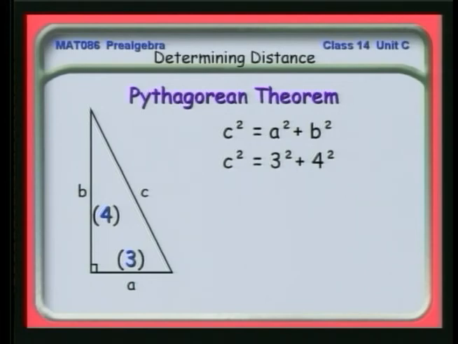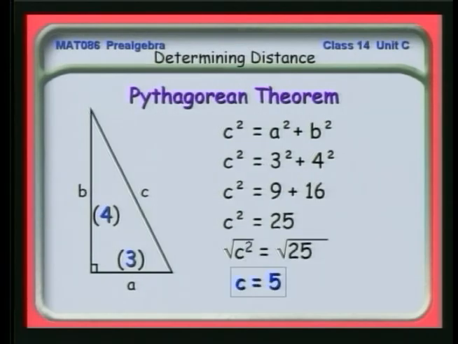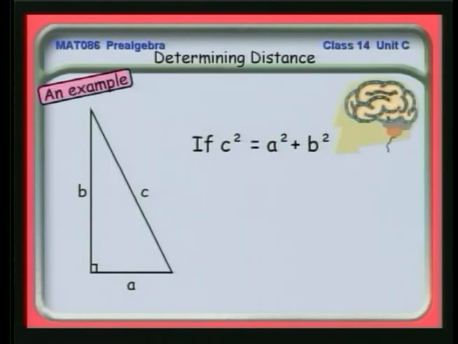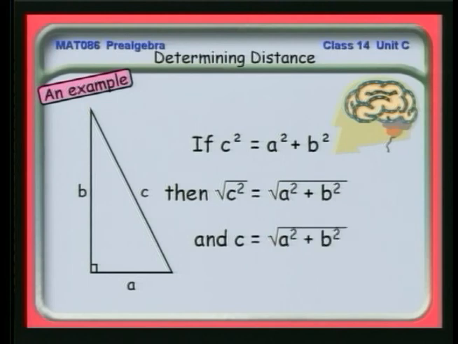But for example, c squared, the square of the length of the longest side, is going to be 3 squared plus 4 squared. If I work that out, I get c squared equals 25. Taking the square root of both sides, I find that the long side equals 5. This is exactly what we do when we look for the distance between two arbitrary points. If c squared is equal to a squared plus b squared, we need to take the square root of the sum of the squares to find that distance.